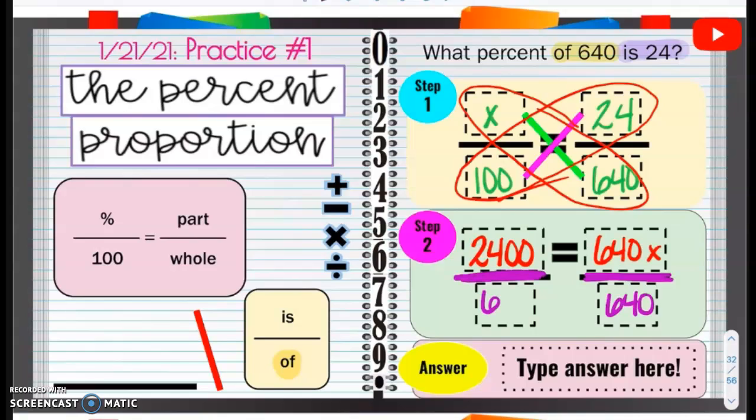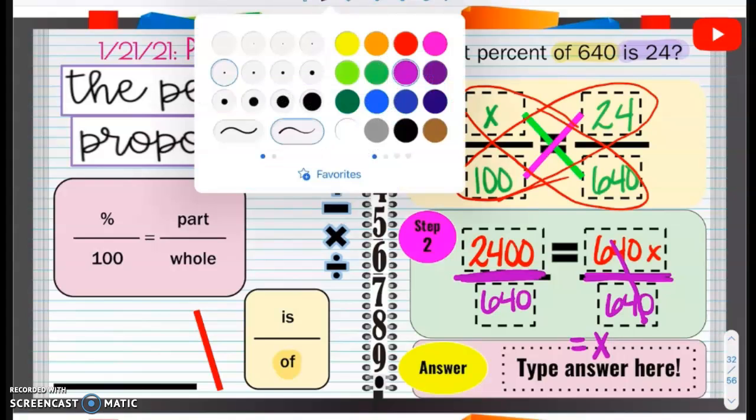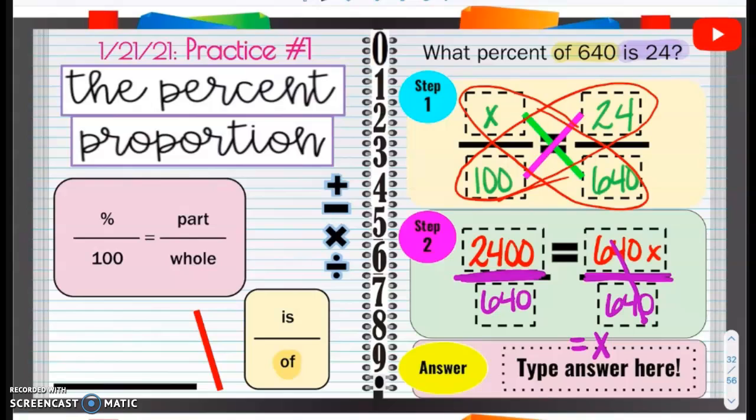Divide by 640. Now we have x equals, well, what's it going to equal? So if you do 2,400 divided by 640, you can cancel out one of those zeros, so then you'd have 240 divided by 64, and you'll get that same answer. So you will get a decimal here. If you get 240 divided by 64, you will get 3 and 75/100ths. So your answer is going to be 3 and 75/100%. So it's going to be 3.75%.